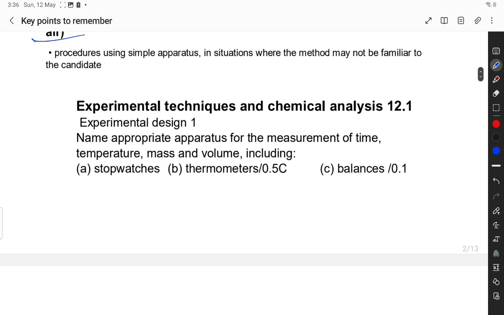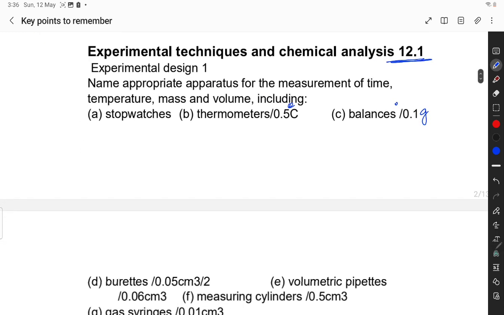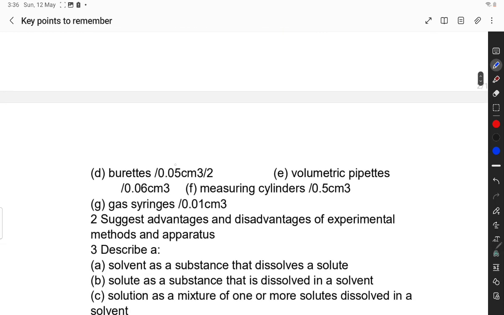So, experimental techniques and chemical analysis, like in your syllabus point 12.1, experimental design: name appropriate apparatus for the measurement of time, temperature, mass and volume, including stopwatch and thermometer. 0.5 degrees centigrade is the accuracy. Balance, up to 0.1 gram can be measured. Burette, this is the kind of burette used in titration.